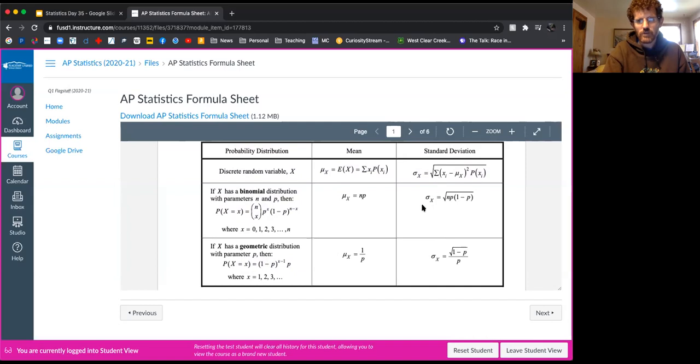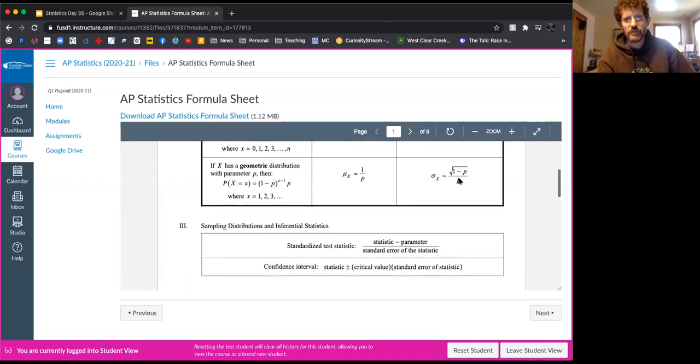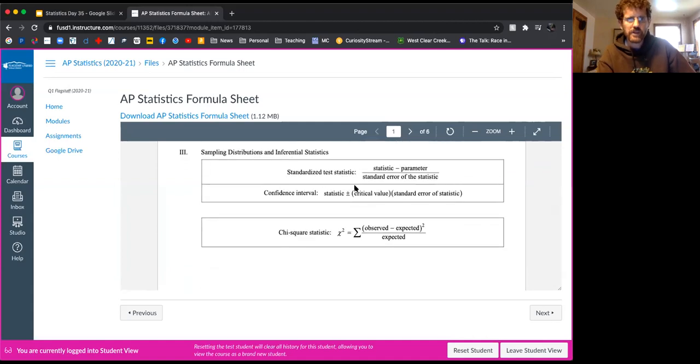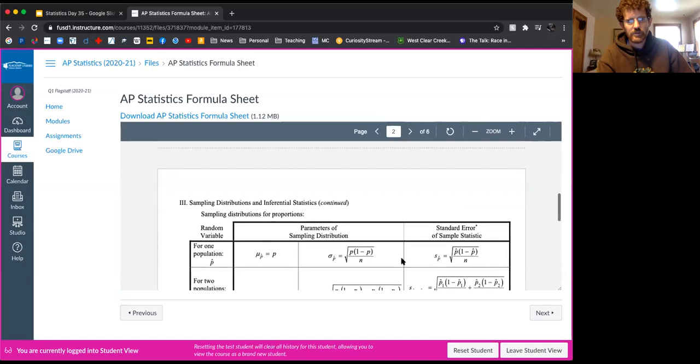So if you need to remember that stuff, if you need to recall it, have this formula sheet ready. If you have two devices, have this pulled up on another device, whatever works for you. Print it off if you can. There we are. We're going to be getting into this stuff more, the standardized test statistic. We'll see that very soon. Confidence intervals, that's what we're going to start with right after fall break. Chi-square will come later.